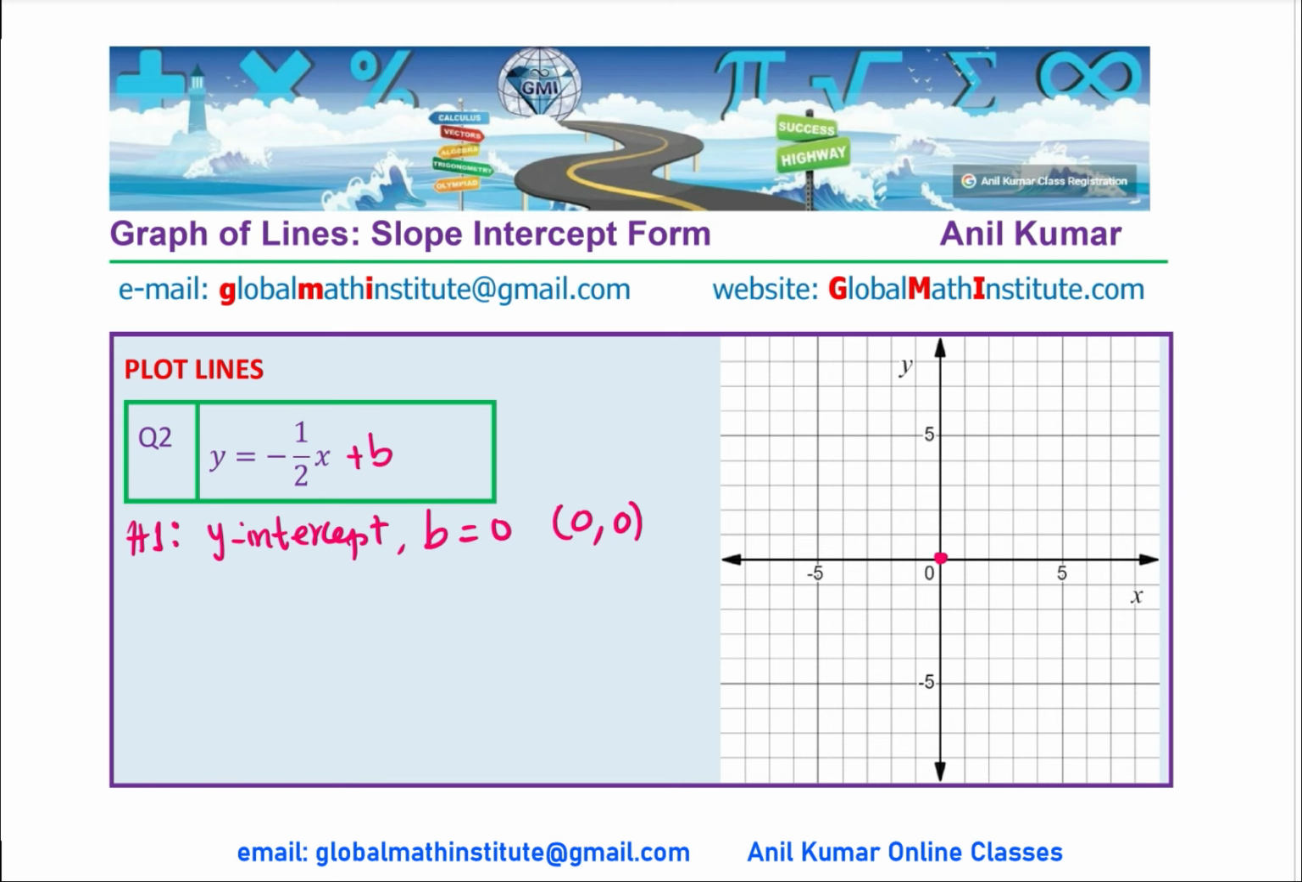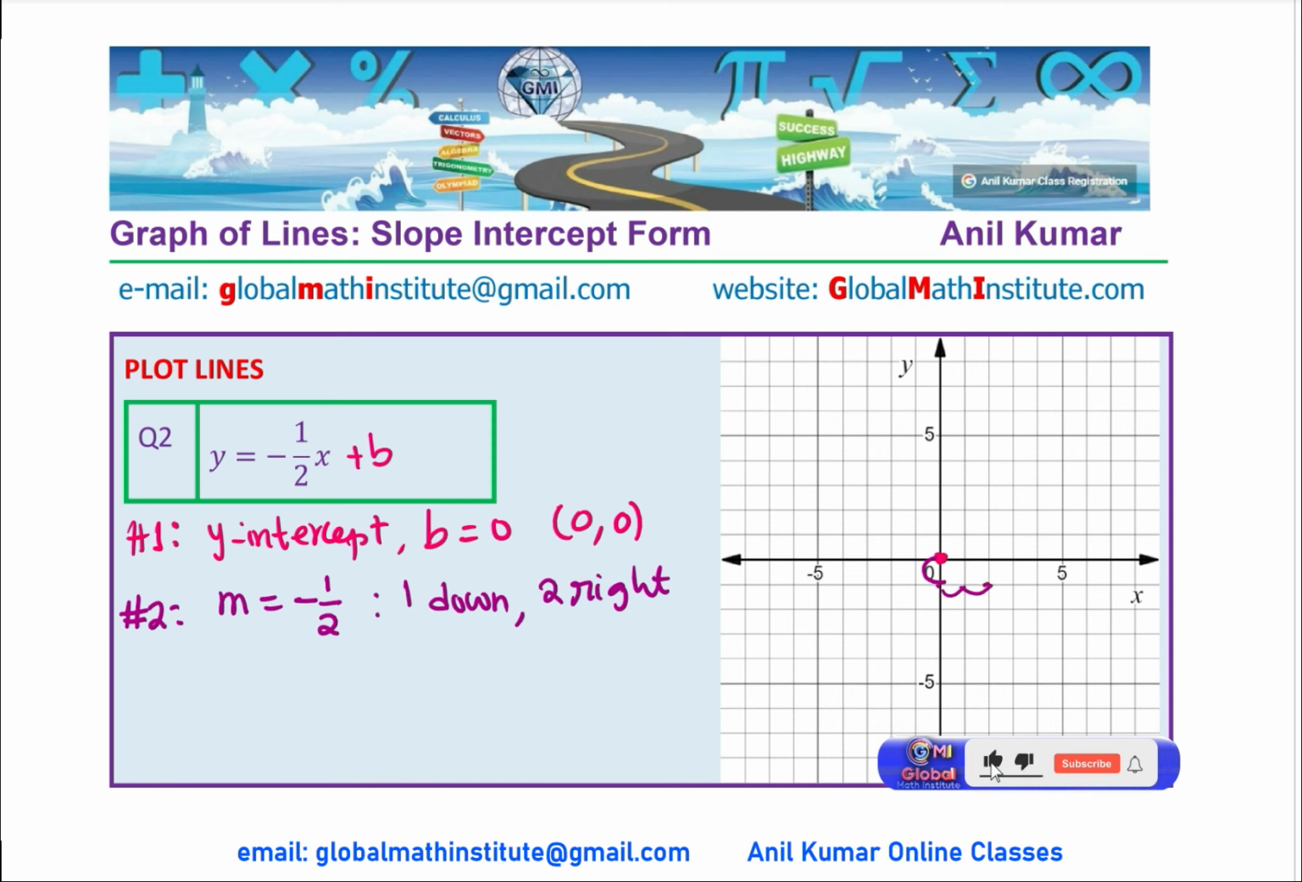And now step number 2. Step number 2 is to look for the gradient or slope m. m is equal to minus half. Minus half really means you have to go down 1 and 2 right, right? That means 1 down, 2 right. Correct? That gives you minus half. So from here, you go 1 down, right? And then you are here, then you go 2 right. 1 and 2. So you are at this place. You get the second point, right?